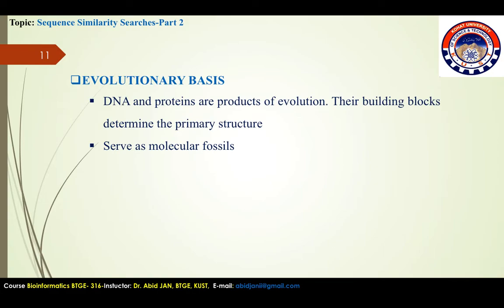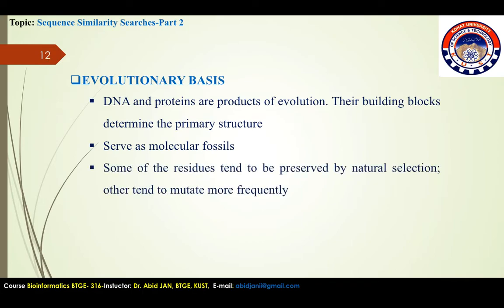As the selected sequences gradually accumulate mutations and diverge over time, traces of evolution may still remain in certain portions of the sequences to allow identification of common ancestry. The presence of evolutionary traces is because some of the residues that perform key functional and structural roles tend to be preserved by natural selection.